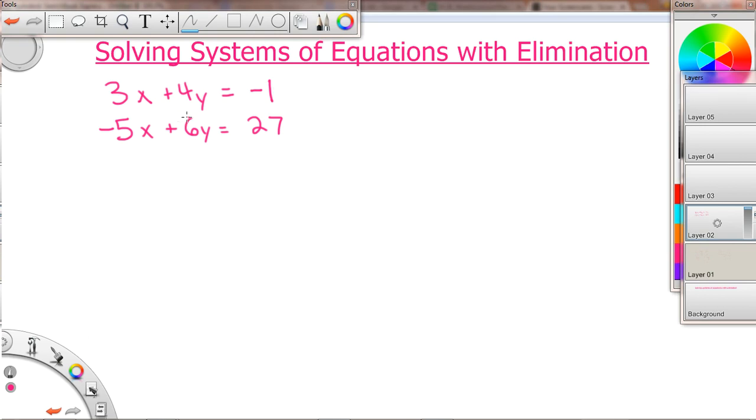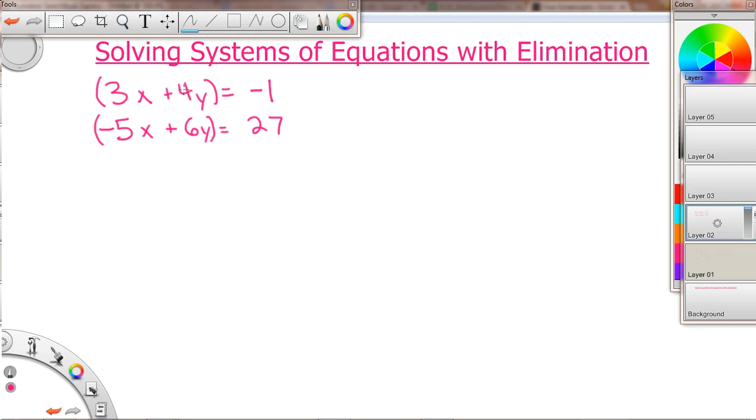Let's take a look at one where I have a little bit of a problem here, and that problem is these coefficients. If I add them together, nothing cancels out. I don't have opposites. Well, that's easy to fix, because all I need to do is multiply. Let's choose a variable. Let's say that I want these y's to cancel out. So all I need to do is multiply this equation by something. I want to multiply this 4 by something, and I want to multiply this 6 by something, and I want them to be opposites of each other. So I want them to have the same absolute value, like 10 and negative 10, but I want them to be opposites of each other.